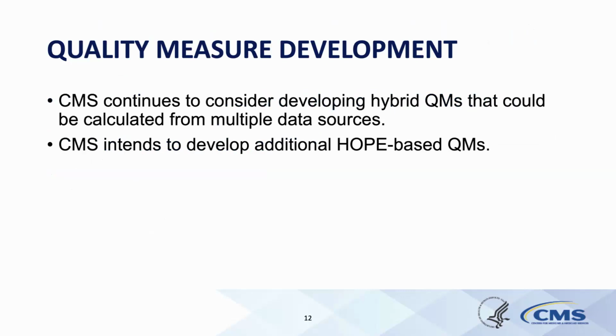The fiscal year rule also provided updates related to future QM development. CMS continues to consider hybrid QMs that could be calculated from multiple data sources. CMS also intends to develop additional HOPE-based QMs in the future. And to help identify potential future HOPE-based QMs, CMS contractors convened TEP meetings in 2023 and 2022. That TEP supported the future development of education for medication management and wound management addressed in plan of care process measure concepts.